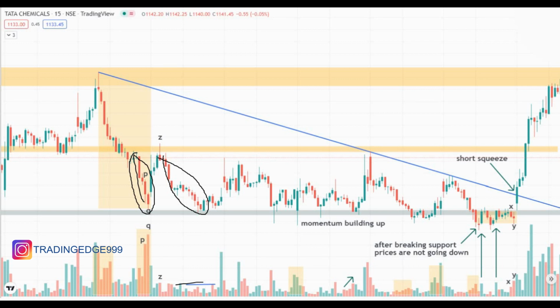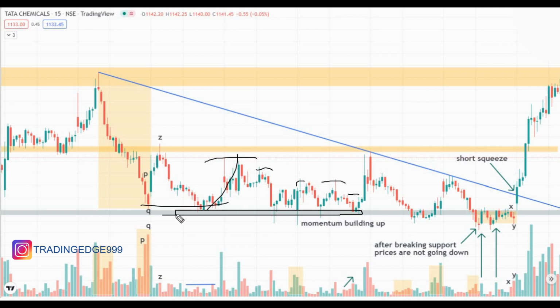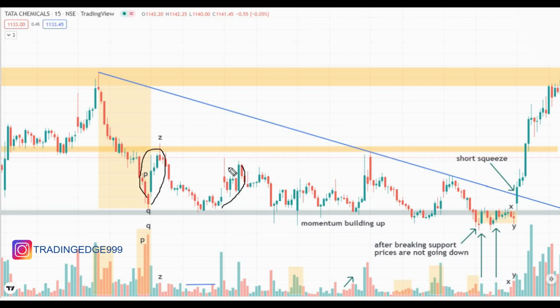Now what happened? From here buyers again tried, but they failed. Prices are continuously forming lower high formation and continuously testing the support zone. From here prices bounced up aggressively. From here again buyers tried, but they are not as aggressive as before. Then again buyers tried, but they failed. Again buyers tried, failed. So what is this indicating?